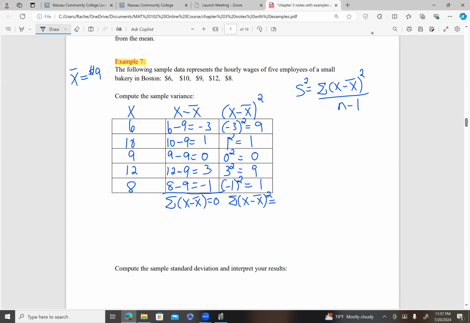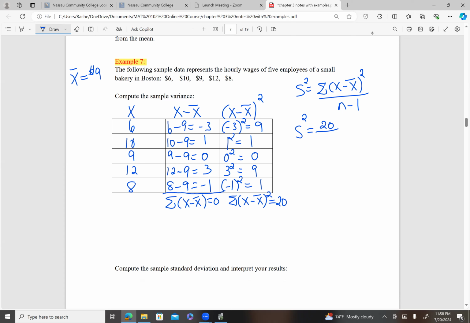So 9 plus 1 plus 0 plus 9 plus 1. And that's going to end up being 20. So that's the numerator in my formula here for the sample variance. The sum of (x minus x bar) squared in this case is equal to 20. And now what we have to do is divide it by n minus 1.